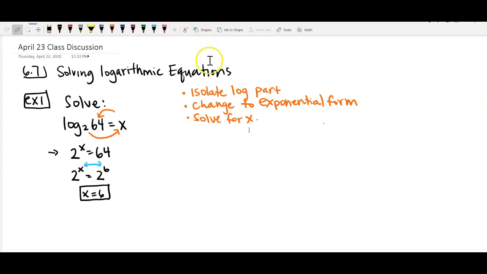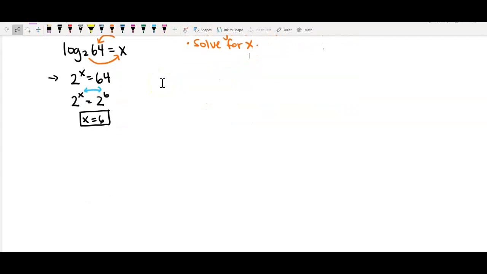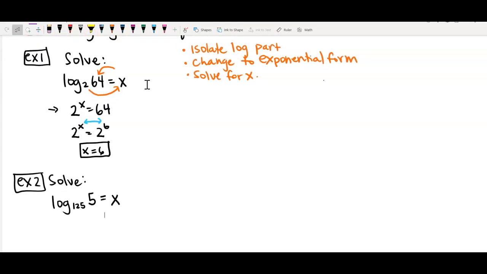Okay. All right, let's look at another one here. Okay, so let's solve this time for log base 125 of 5 equals x. Okay, so I want you guys to try and follow those 3 steps that I said above here. And let's see what you can come up with. You can figure out what x is in this case.